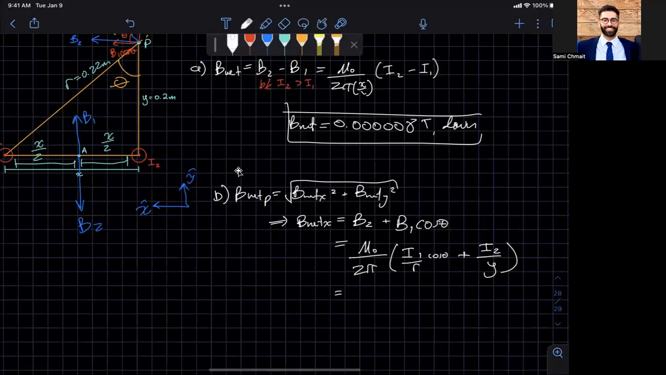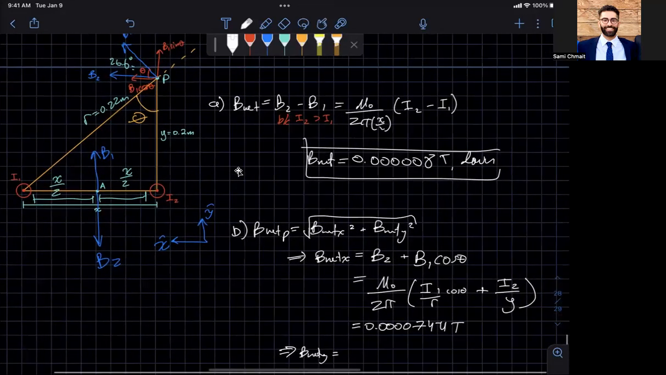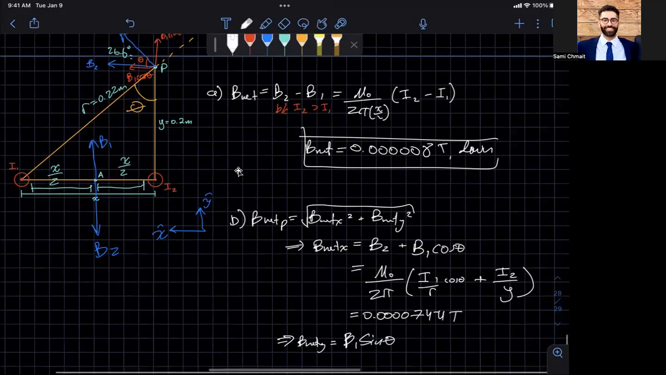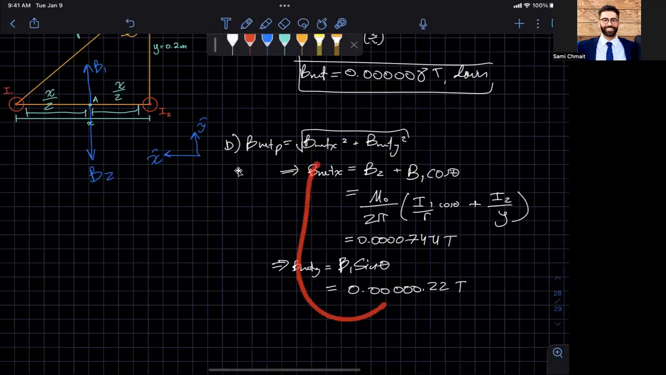And B net x, we get as 0.1234744 T. Okay. And then B net y. The only thing in our y direction is B1 sine theta. You're just going to plug in everything for that, and it comes out to be equal to 0.0001222 T.